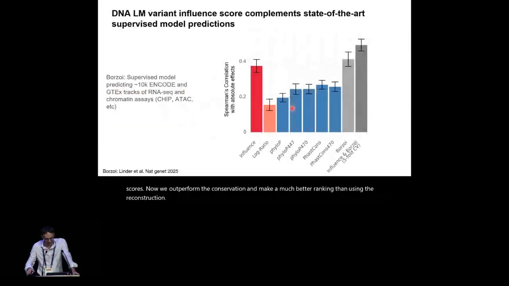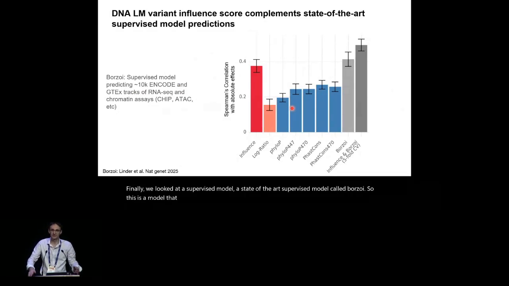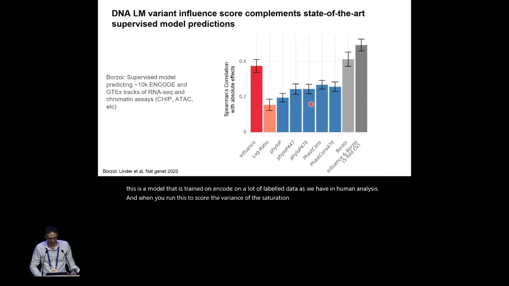Finally, we looked at a supervised model, a state-of-the-art supervised model called Borzoi. This is a model that is trained on ENCODE, on a lot of labeled data, as we have in human and mouse. And when you run it to score the variants of the saturation mutagenesis screen, you get a score that is not significantly better than the influence score.